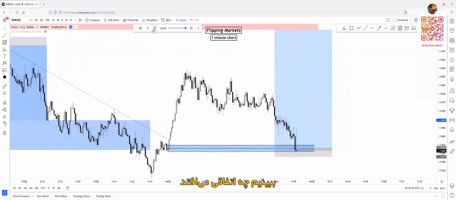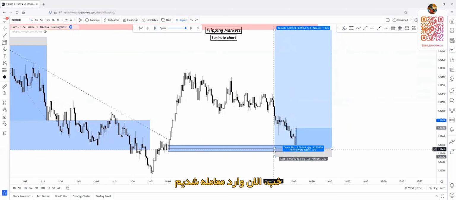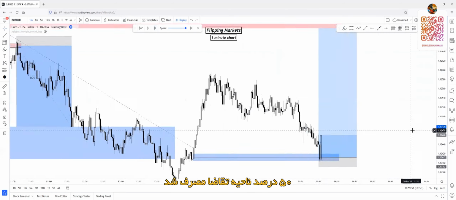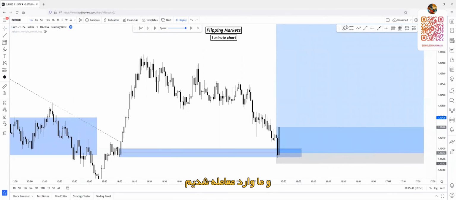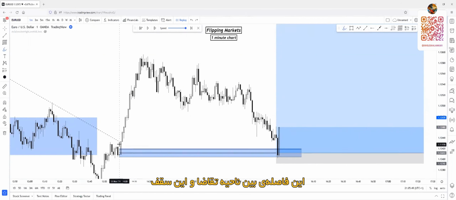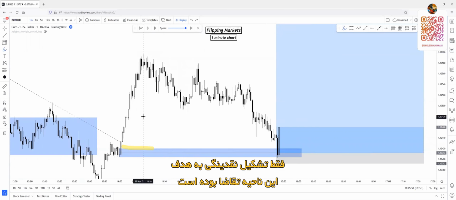Let's see what happens. Okay, and actually we are tagged into the trade right now. As you can see, it mitigated the 50% of this demand zone, and we are tagged into the trade. So price collected all of the liquidity from this region. So as you can see, this region between the demand zone and this high was just a liquidity build up just for the demand zone.